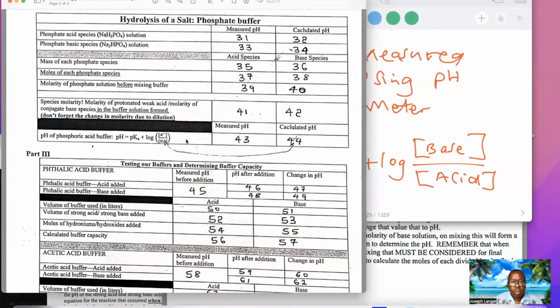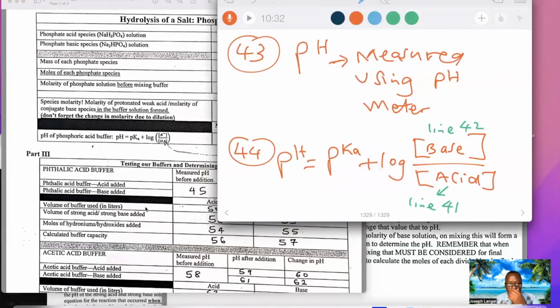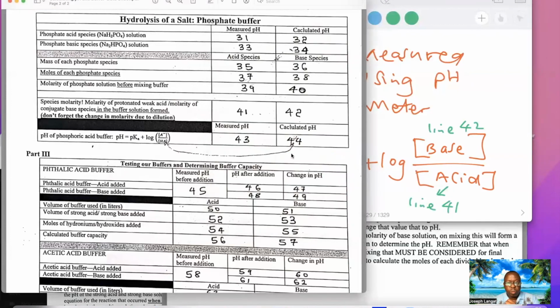which is line 42, 42, 43. The base is 42 here. This is line 42. This is line 41. So here 41, 42, this is the acid, this is the base. You'll plug in the numerical values for each one of them to calculate the pH of a buffer solution using the Henderson-Hasselbalch equation.